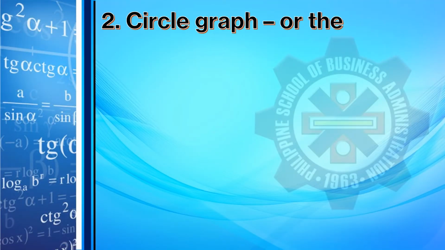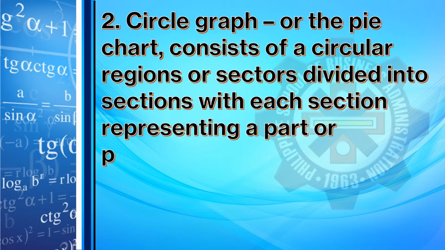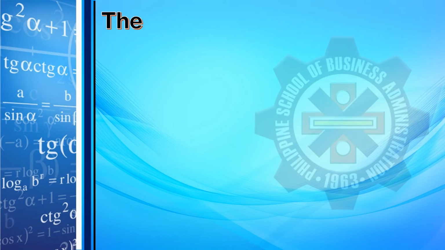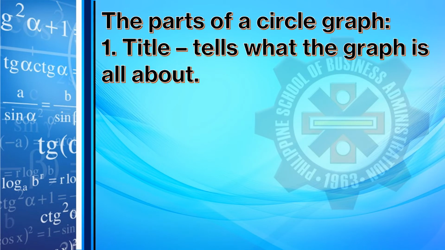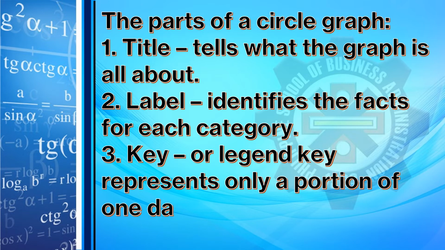Ating line graph. The next one is the circle graph, or what we call the pie chart. It consists of circular regions or sectors divided into sections, with each section representing a part or percentage of a whole. So we also have the parts of the circle graph. Number one, the title. So it tells what the graph is all about. The second one is the label. It identifies the part for each category. The third one is the key or the legend key, which represents only a portion of one data series.